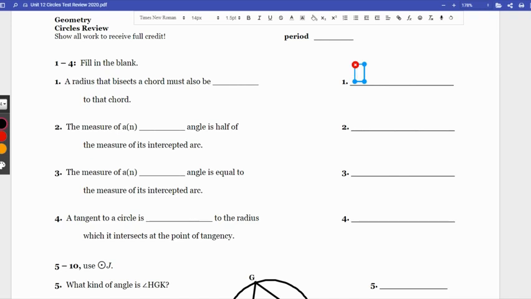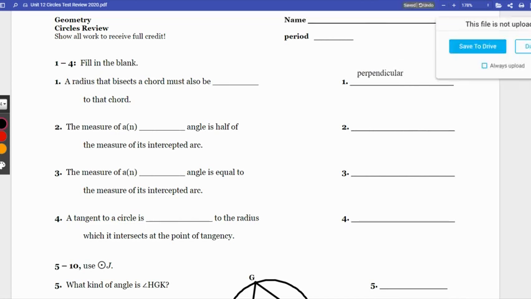A radius that bisects a chord must also be perpendicular to that chord. That's a property that we're going to be using to figure out some stuff later on. Number 2, the measure of a blank angle is half the measure of the intercepted arc. That is an inscribed angle.